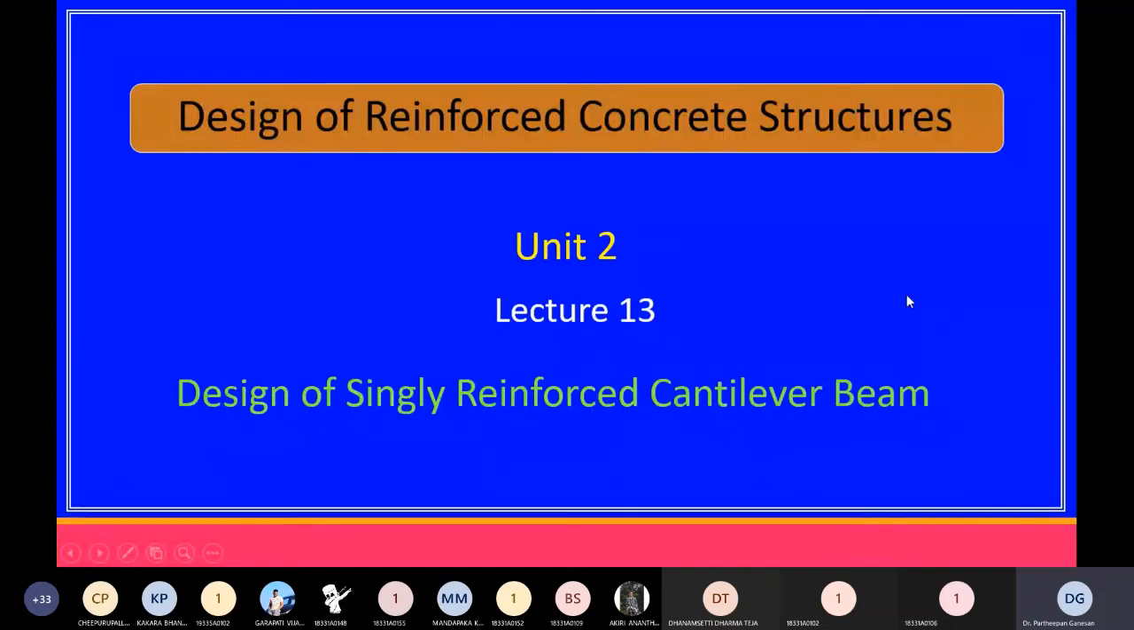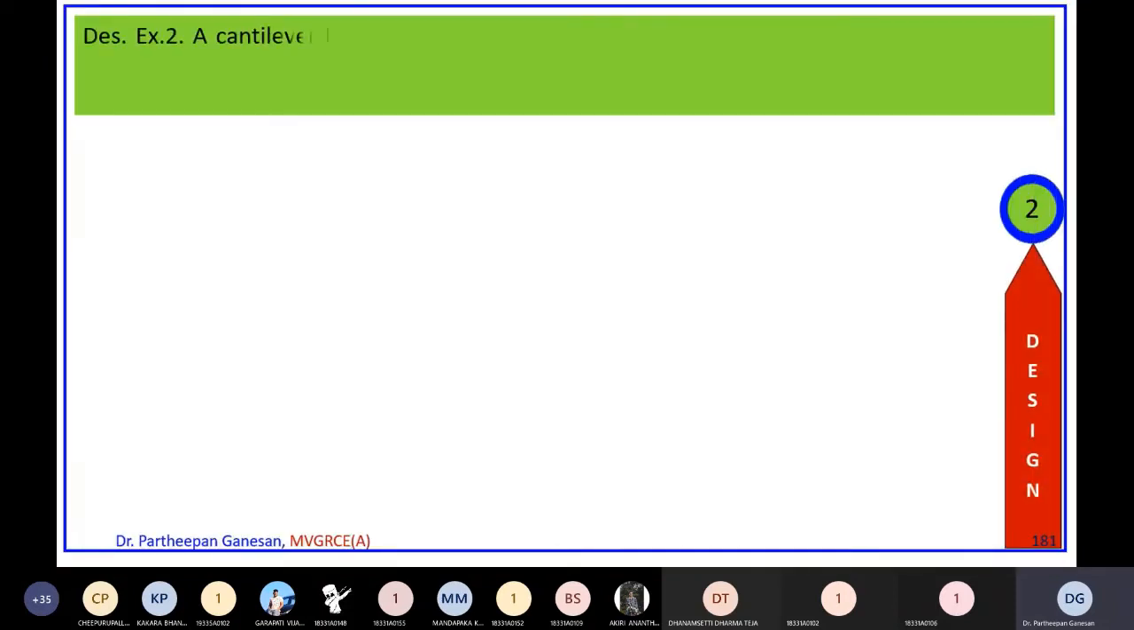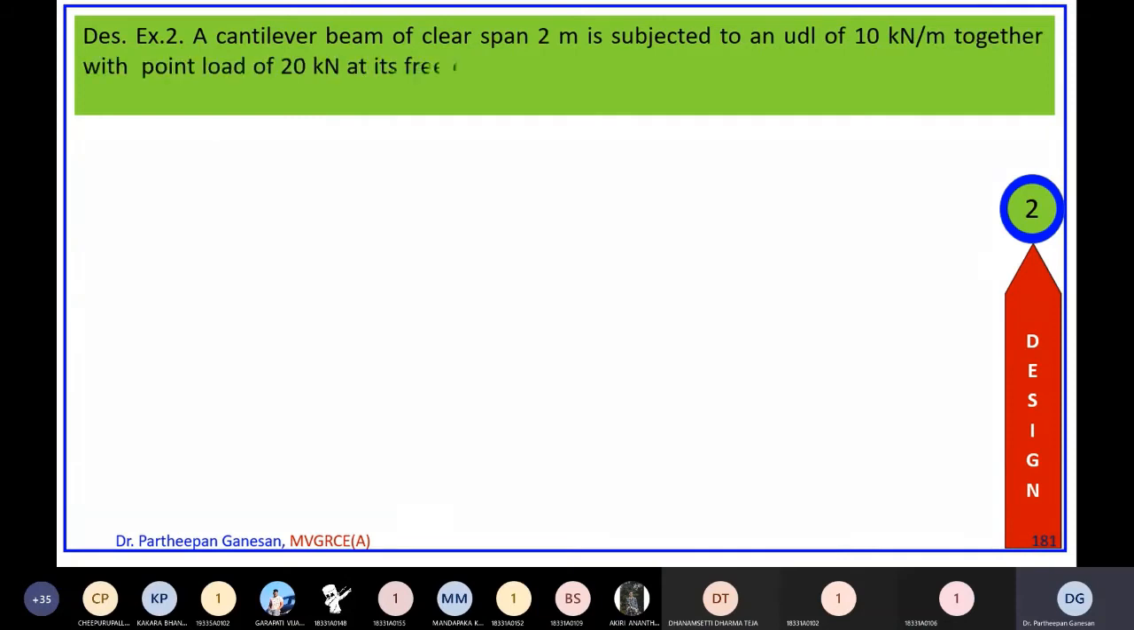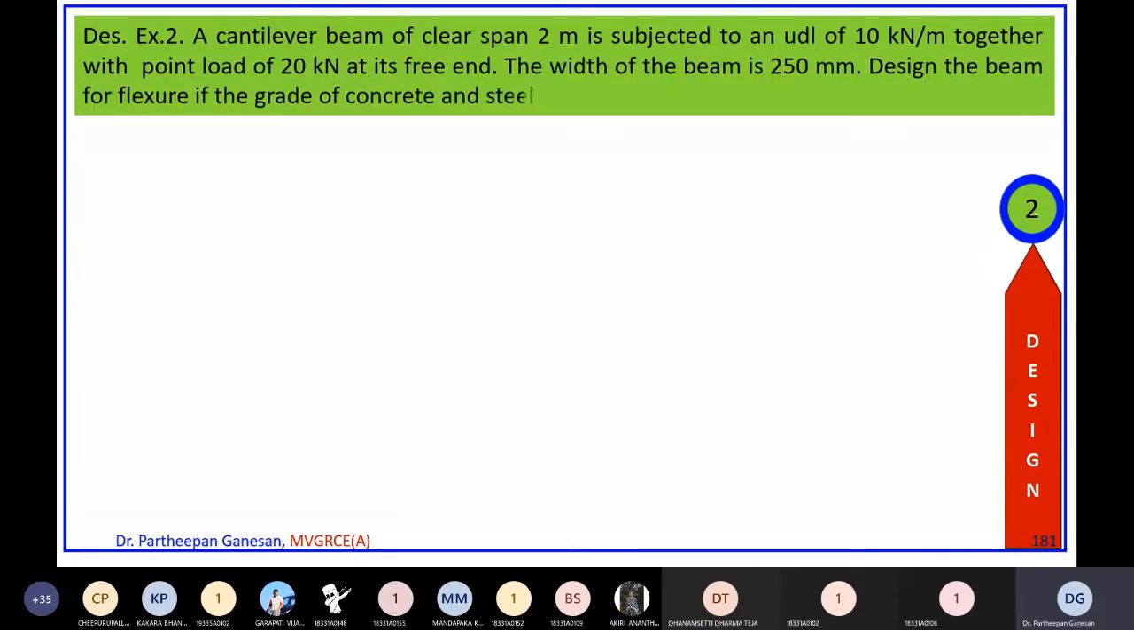This is lecture 13, unit 2, design of singly reinforced cantilever beam. Now the problem goes like this. A cantilever beam of clear span 2 meter is subjected to an UDL of 10 kilonewton per meter together with a point load of 20 kilonewton at its free end.